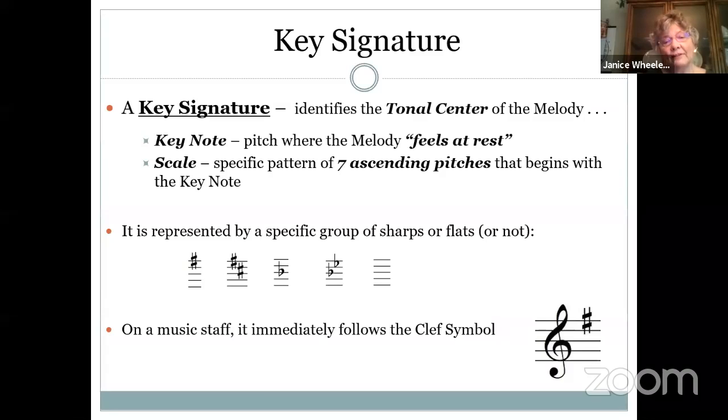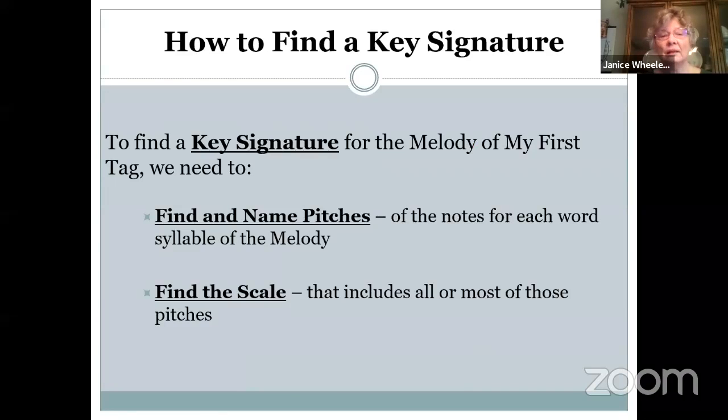On a music staff, it immediately follows the clef sign. So there's the clef symbol for the treble clef, and the key signature immediately follows that on the piece of music. So how do you find the key signature for a melody? Well, there are a couple of things you need to do. First, you need to find and name the pitches of the notes for each word syllable of the melody. And then you need to find the scale that includes all or most of those pitches.